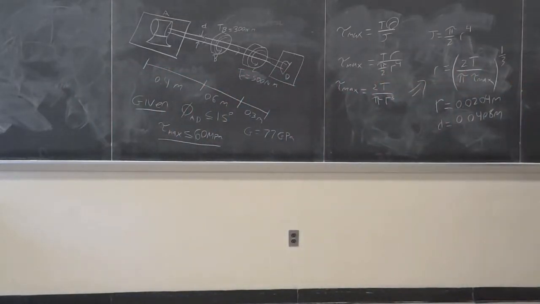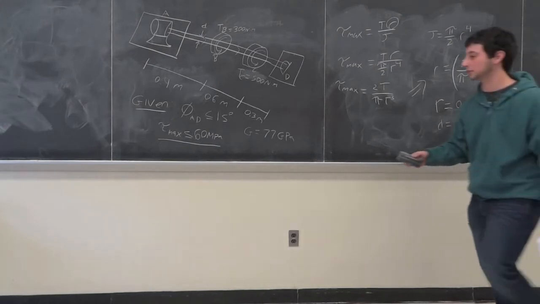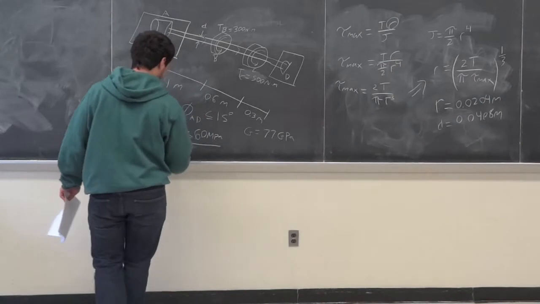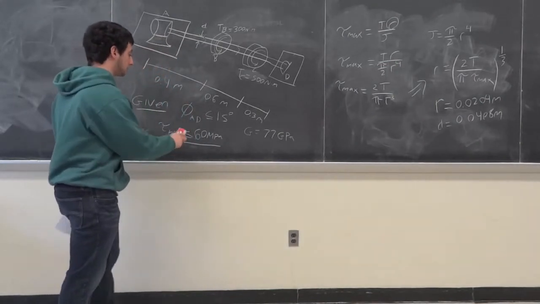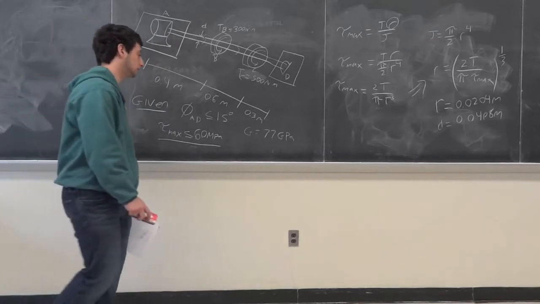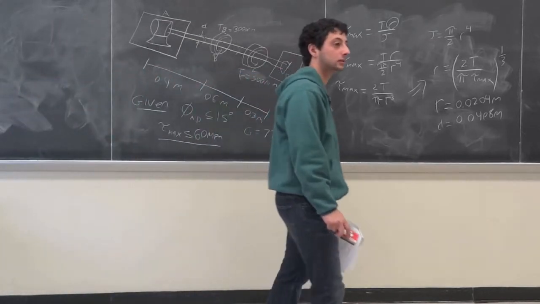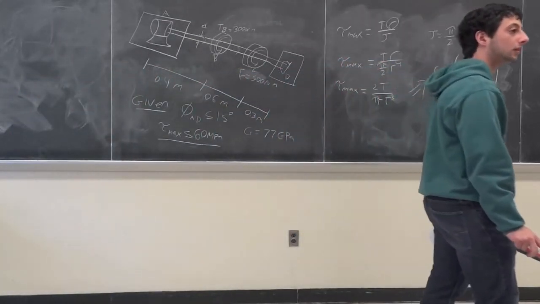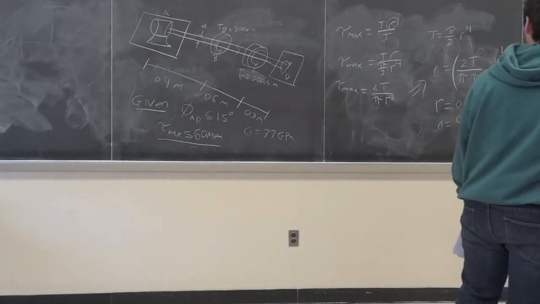Can I erase this? Wait, which torque did you use? Oh, I use this constraint right here, tau max. Okay, and then next I'm going to use this constraint over here, the angle of twist. Did you just do the summation for the torque on the whole rod? Yeah. You weren't paying attention?